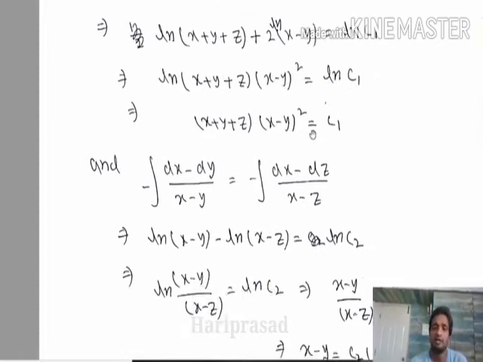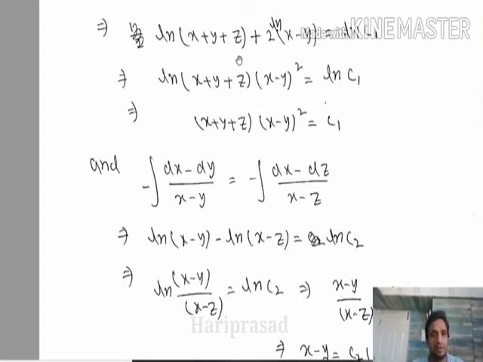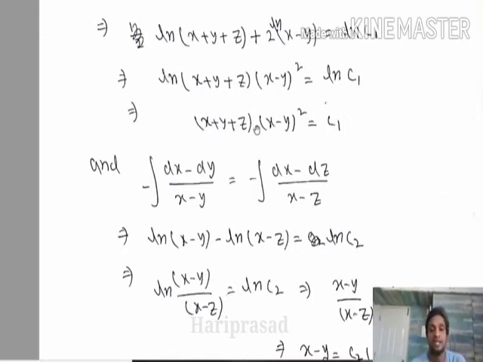We know that the logarithm function is one-one. So what does a one-one function mean? f of x equal to f of y implies x equal to y. So this is f of x equal to f of y, then it becomes x plus y plus z into x minus y whole square is equal to c1.